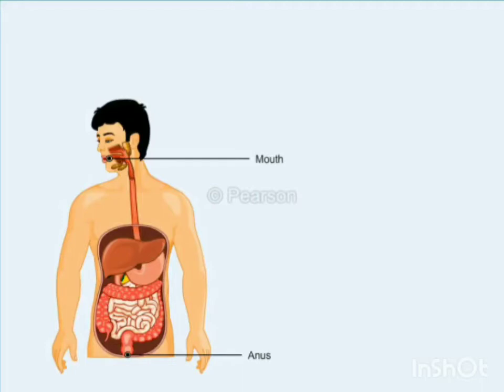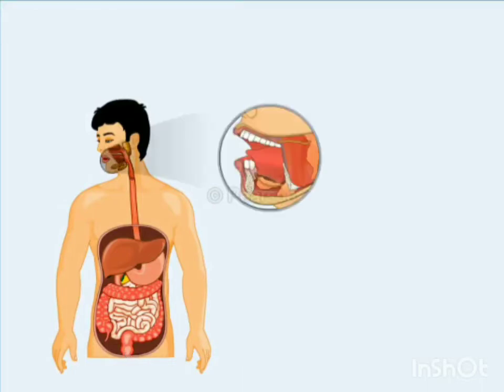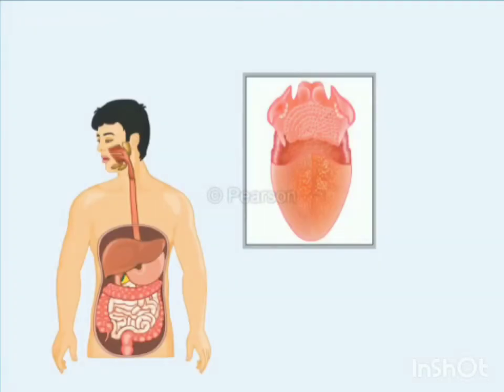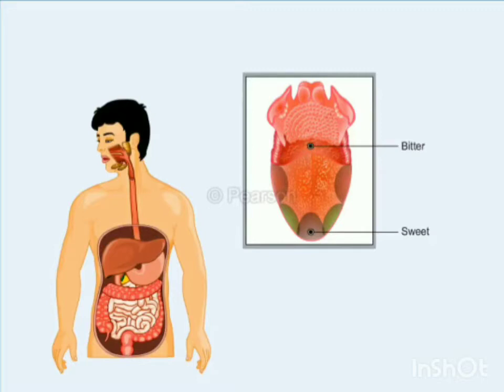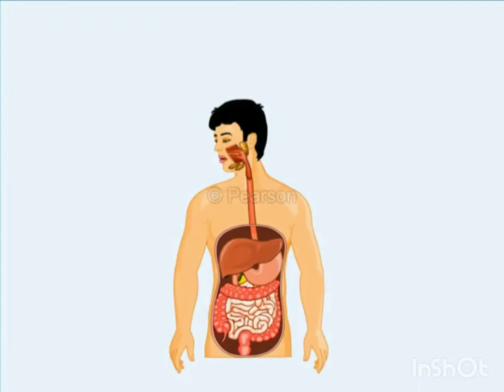Mouth. This is the first organ. In the mouth, teeth, tongue and salivary glands are present, which help in the digestion. Tongue helps in pushing the food backwards, and it is the organ of taste. The different areas responsible for the different tastes are sweet, bitter, salty and sour. Salivary glands are attached with it, which secrete the saliva and mix it into the food, which makes the food soft.